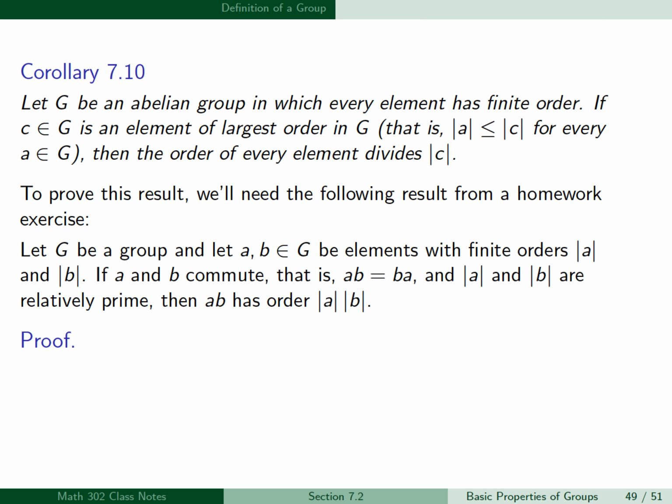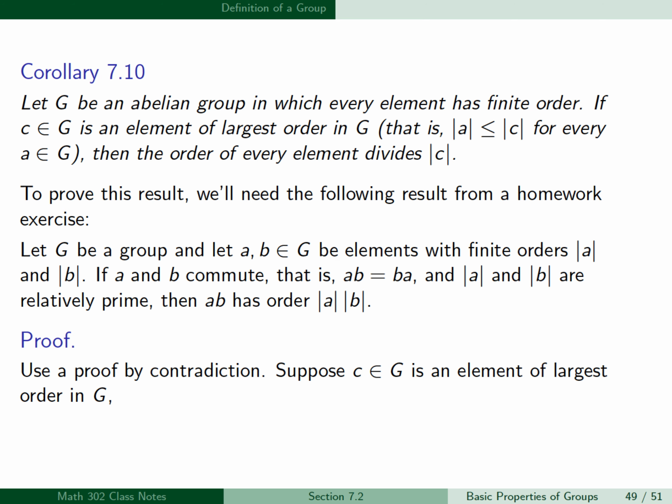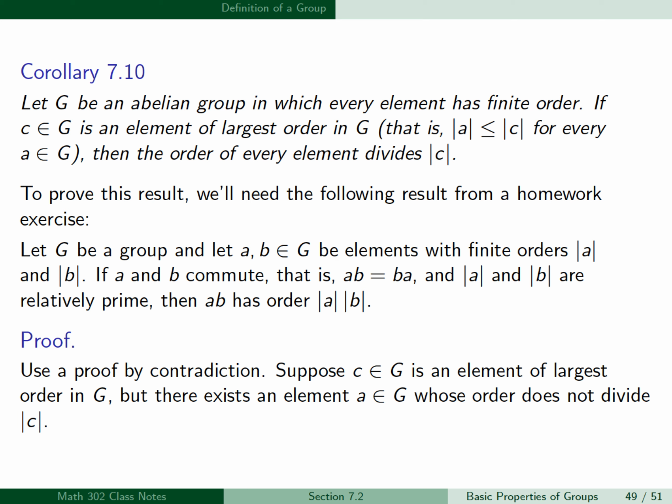So let's start the proof of the corollary. We'll use a proof by contradiction. So we'll suppose the corollary is false. So we're going to suppose that C in G is an element of largest order in G, but there exists an element A in G whose order does not divide the order of C. So our hypothesis holds, but our conclusion does not. We then need to derive a contradiction.